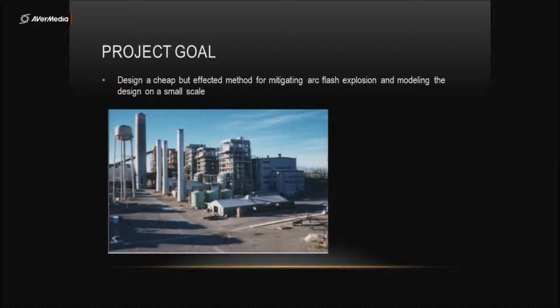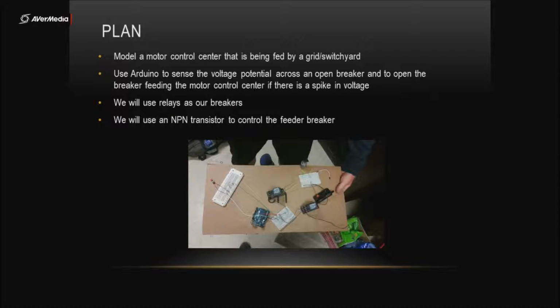So our project goal was to design a cheap but effective method for mitigating arc flash explosions, and we wanted to model it on a small scale. Our plan would be to model a small motor control center that's being fed by the grid or the switch yard, and we'd use an Arduino to sense the voltage potential across an open breaker that someone may be working on. It could be a motor, or a breaker open in a motor control center, or someone just working around a motor that's being worked on.